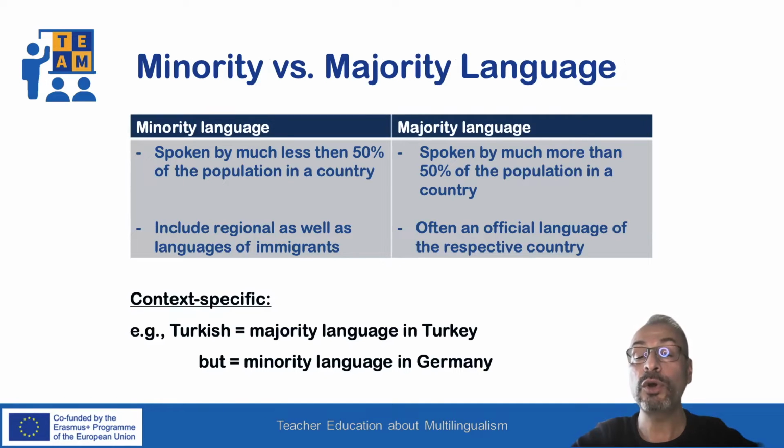Majority languages are also often official languages of a respective country, but some countries, like Germany, may not have an official language. German is nevertheless the majority language in Germany. What is a minority and what a majority language is context-specific. For example, Turkish is a majority language in Turkey, but a minority language in Germany.